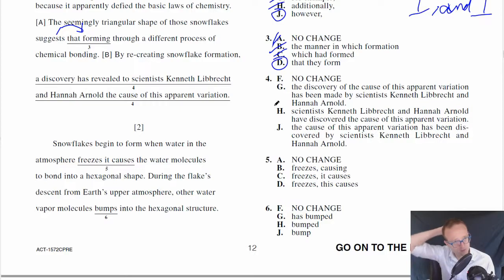By recreating snowflake formation, a discovery is revealed to scientists Kenneth Libbrecht and Hannah Arnold the cause of this apparent variation. So here they are testing something that a lot of students might not realize that they're actually being tested on this ACT, which is passive voice. So the ACT always wants you to write in active voice if ever possible. Active voice is basically we have subject and then verb. So in other words, here the subject of the sentence.